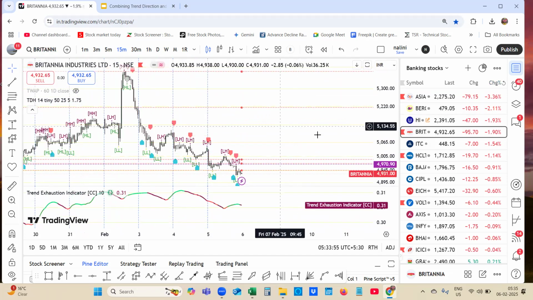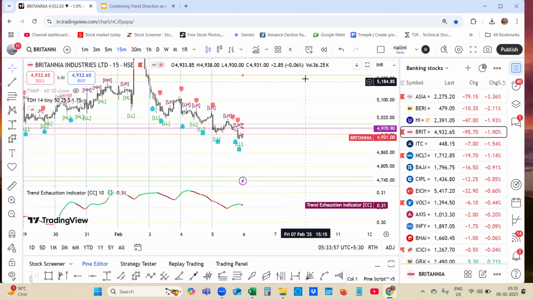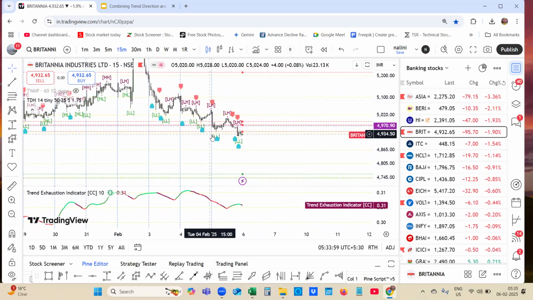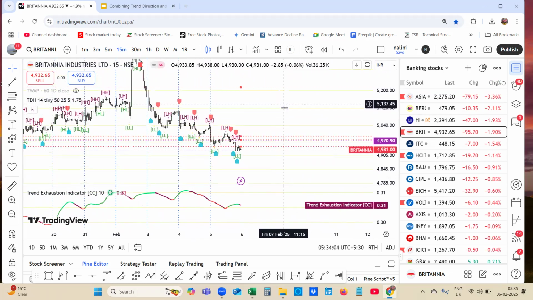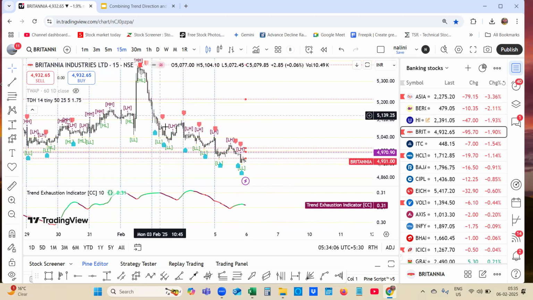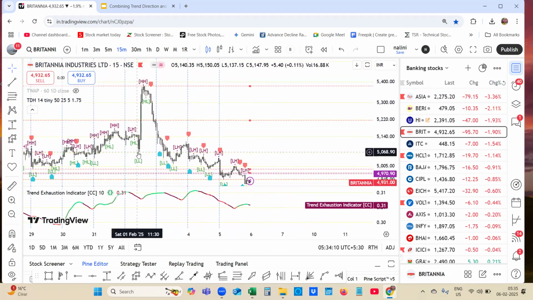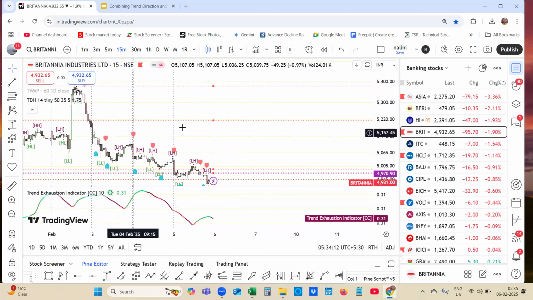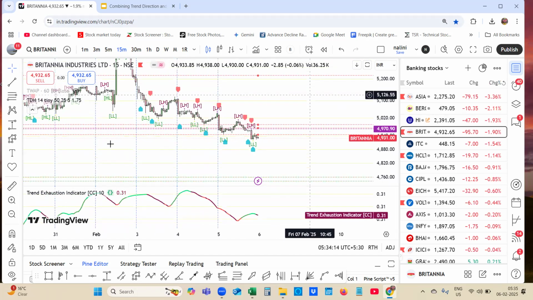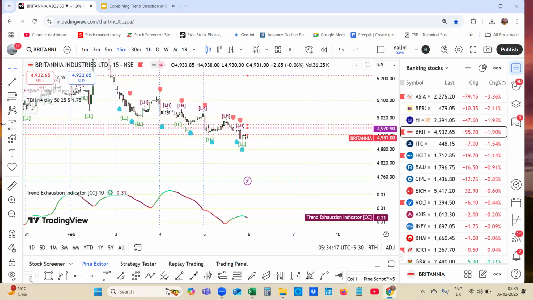Britannia, still down move, we can anticipate. It is continuously plotting lower lows, lower highs. So this is a parabolic down move from there. Higher high, lower low, and a box has been formed. And box breakdown, you can see here.